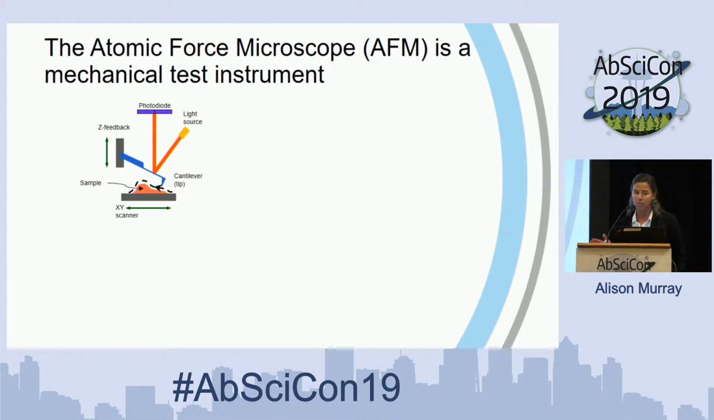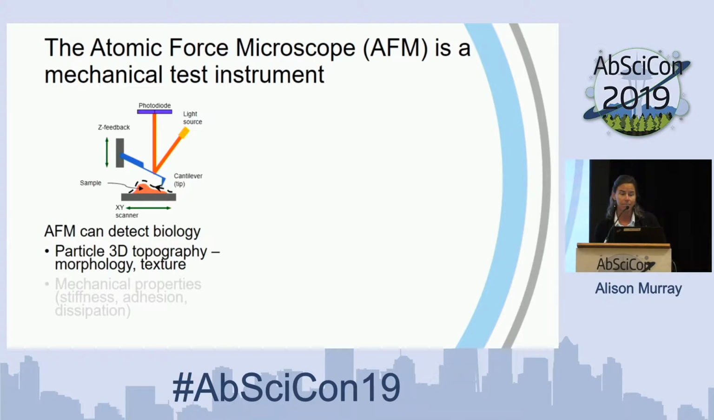AFM, you may be familiar with. It's been around for about 40 years. It is a pretty simple instrument, and it works by a cantilever interacting with a sample. It rasters over the sample, and it creates a three-dimensional topographic map. AFM is often used in materials science and the semiconductor industry, but can also be used to detect biology.